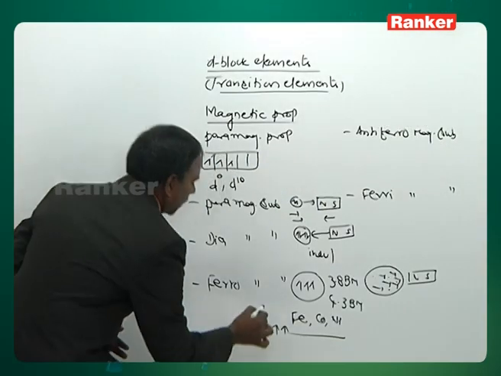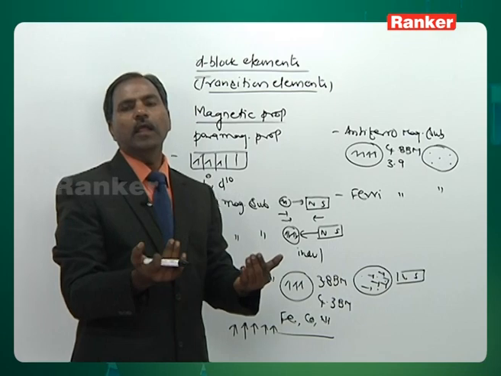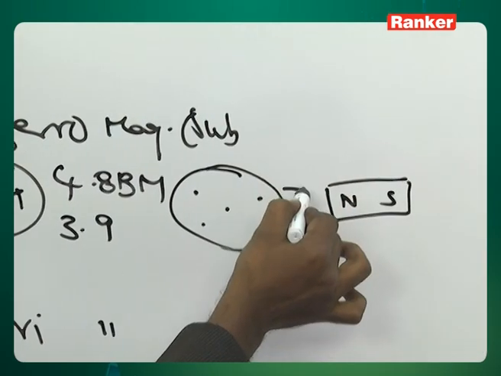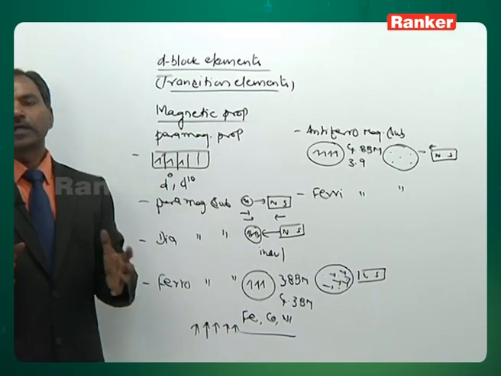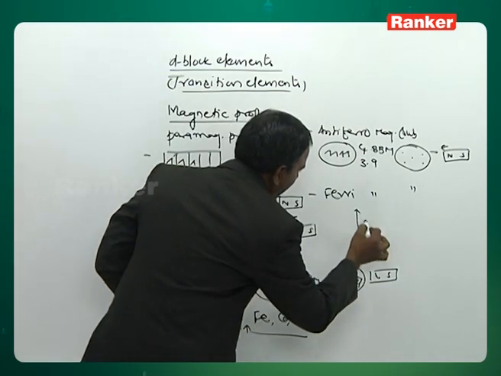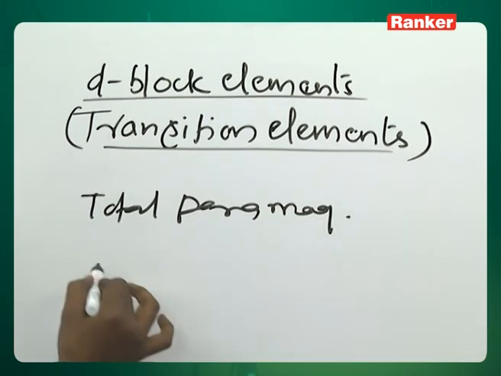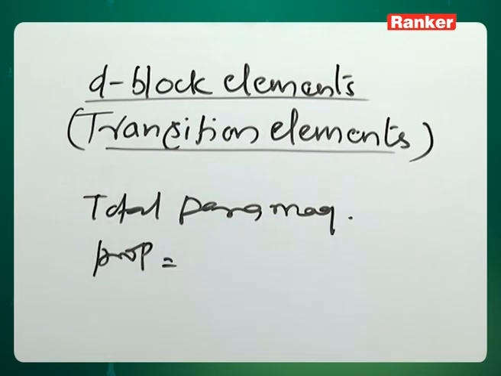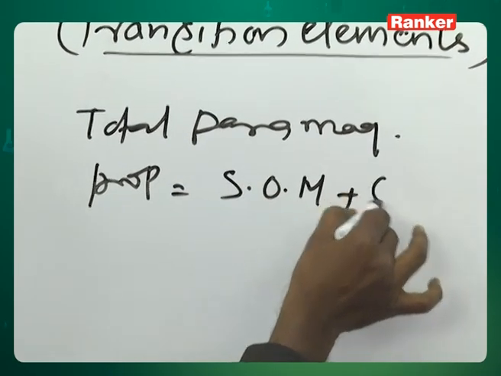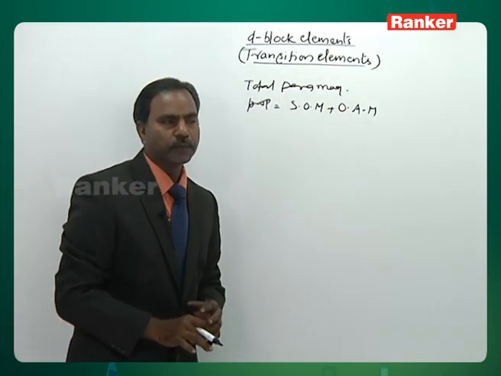We come across different types of magnetic properties. The first one, paramagnetic substance. Second one, diamagnetic substance. Third one, ferromagnetic substance. And next one, antiferromagnetic substance. And one more substance we come across, ferrimagnetic substance. Like this, different magnetic substances are there.